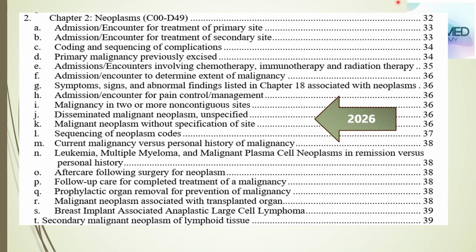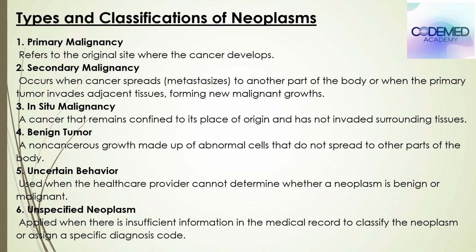These are the chapter specific guidelines. This is the 2026 guidelines. So we'll go into the detail of each and every guideline. Now, before going into the chapter, one must understand the different classification and types of neoplasm.